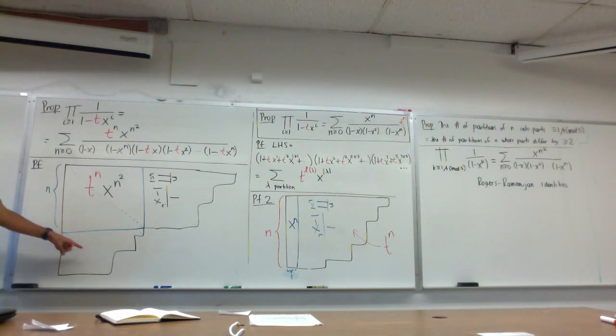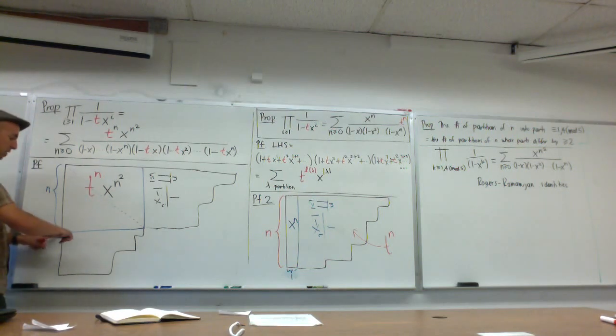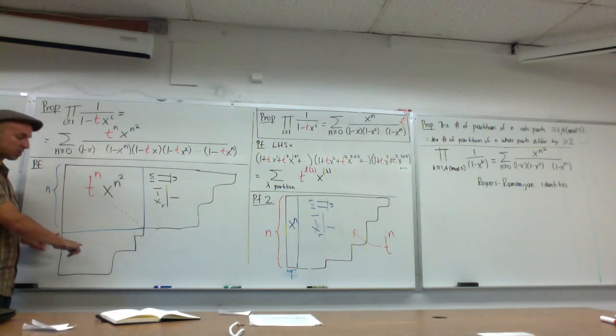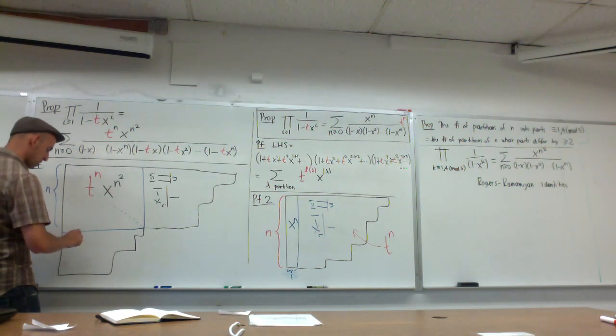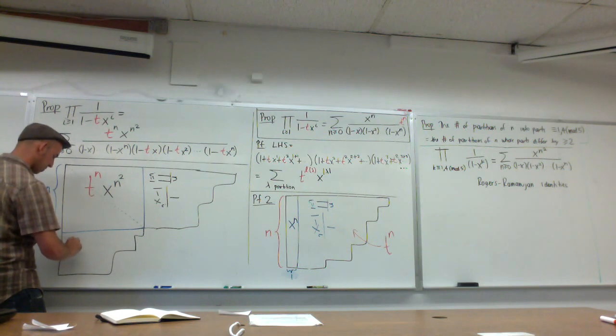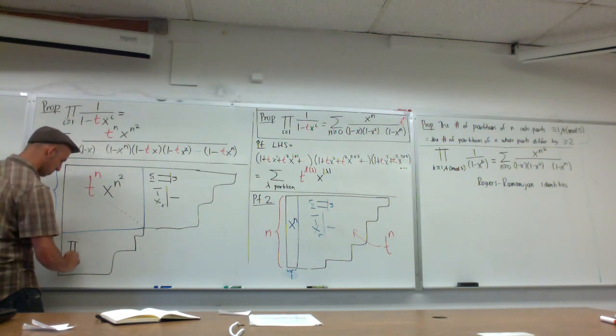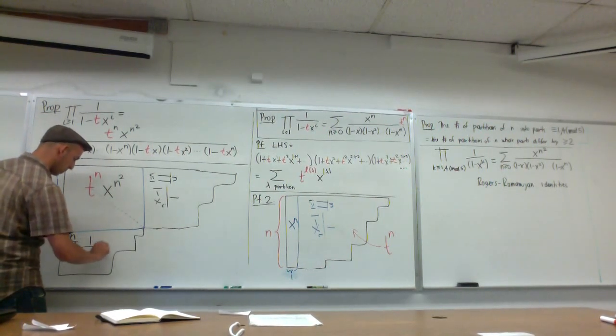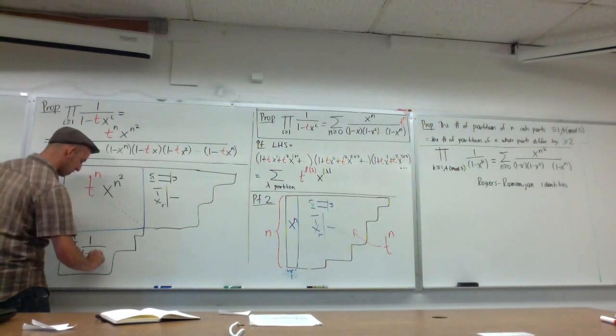Now what about here? Well, here I don't need to tilt my head. This has length n, and so what I have underneath is a partition into parts that are less than or equal to n. And so this is given by the product from i equals 1 to n of 1 over 1 minus x to the i.